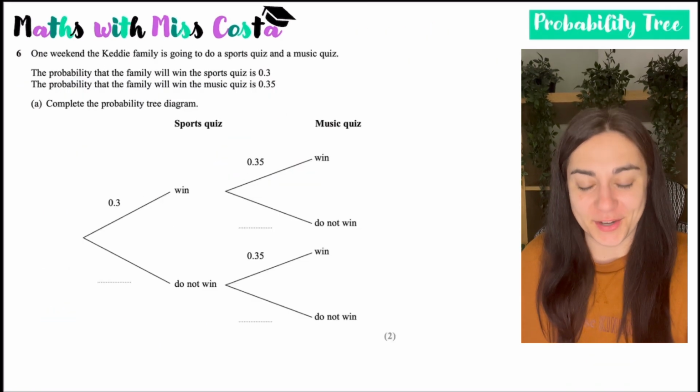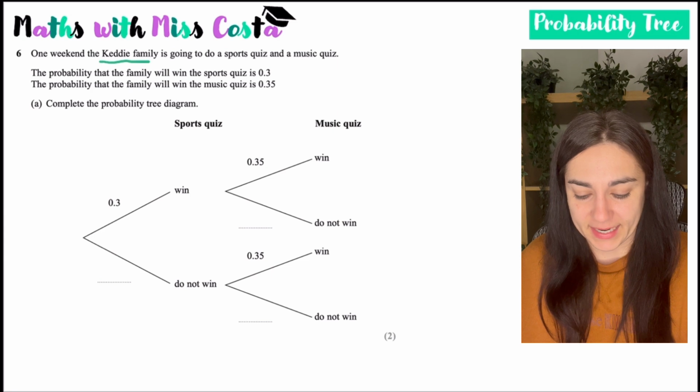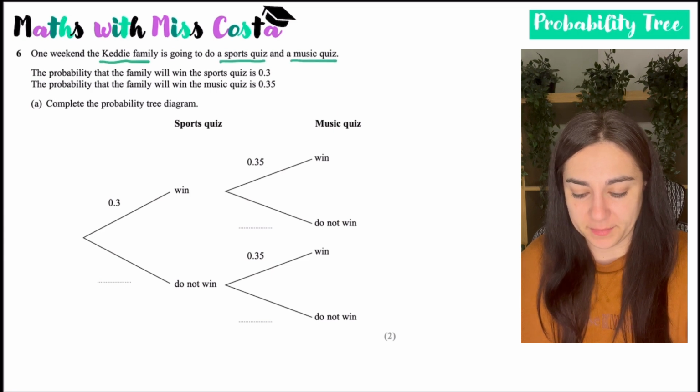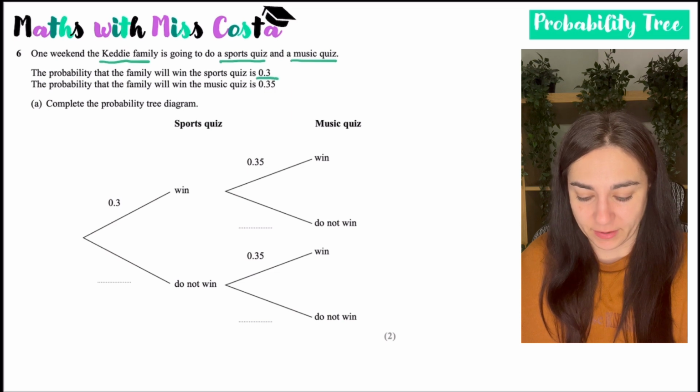So in this question, I've been given a probability tree. I'm told that one weekend, the Keddy family is going to do a sports quiz and a music quiz. The probability that the family will win the sports quiz is 0.3, and the probability that the family will win the music quiz is 0.35.